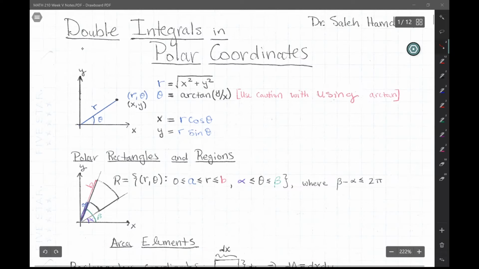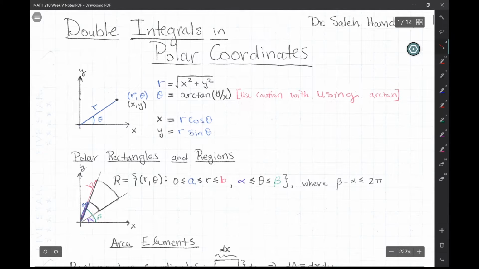Oftentimes it's advantageous to carry out double integrals using polar coordinates. As a refresher on polar coordinates, here we have the point xy, which we may instead discuss using the variable r, one of the variables of polar coordinates, and it's the distance away from the origin to the point. And here, in our setting, r will always be positive. And the other variable used in polar coordinates is theta.